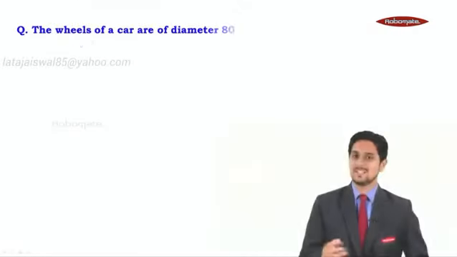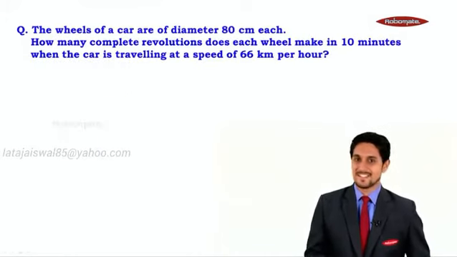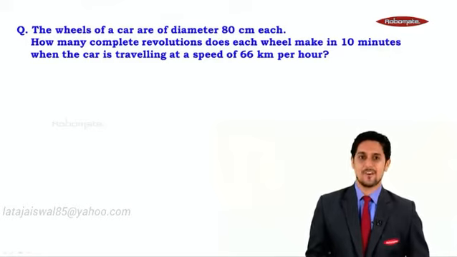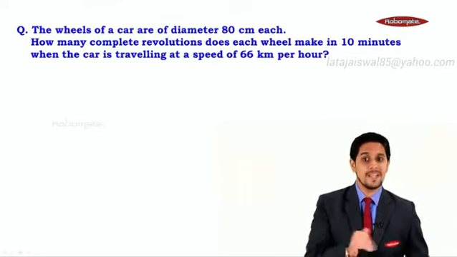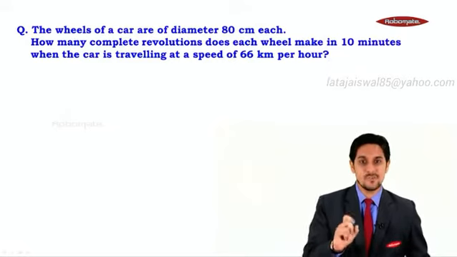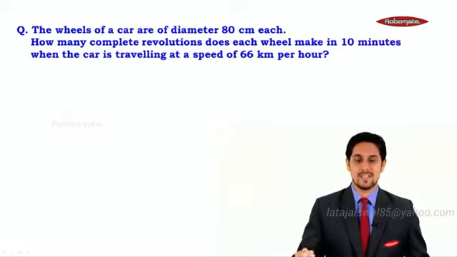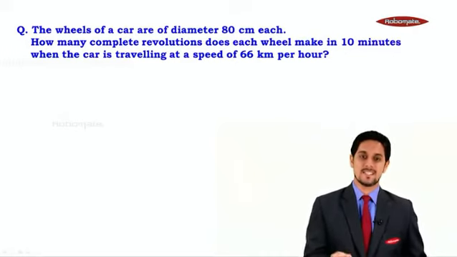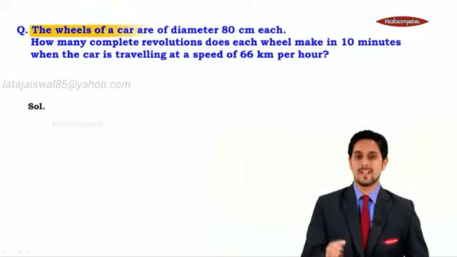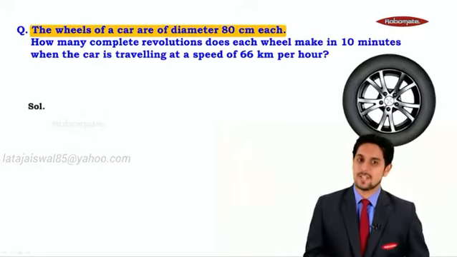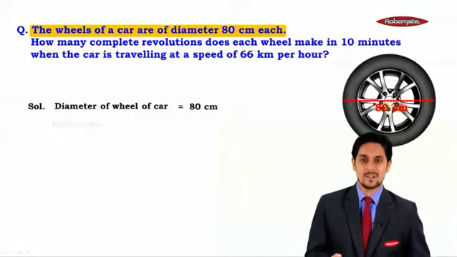Now students, let us start with the sum based on this. The question says the wheels of a car are of diameter 80 centimeters each. How many complete revolutions does each wheel make in 10 minutes when the car is traveling at a speed of 66 kilometers per hour? First of all, the diameter of the wheel of the car is given, which is 80 centimeters. So we can calculate its radius.